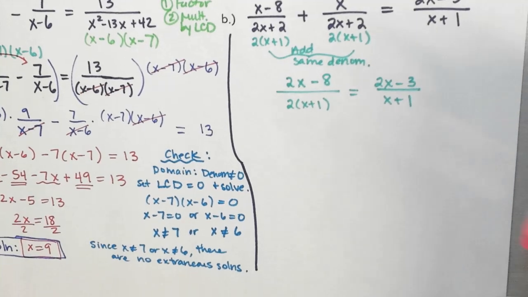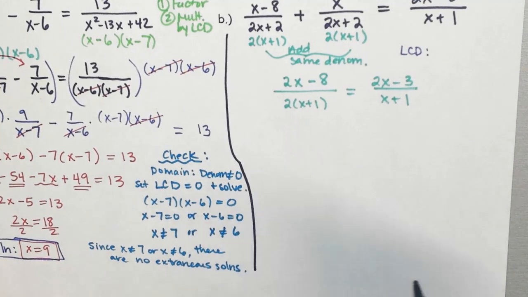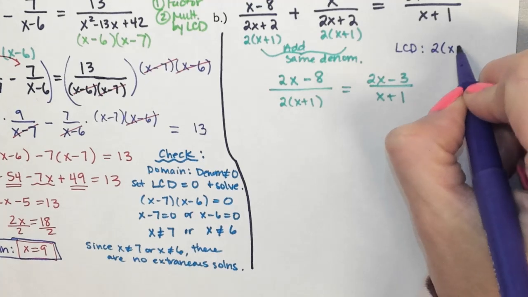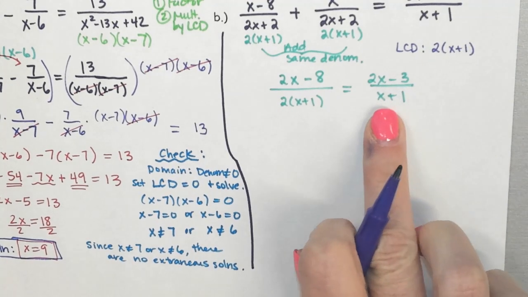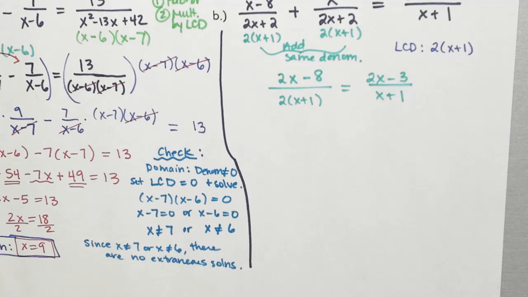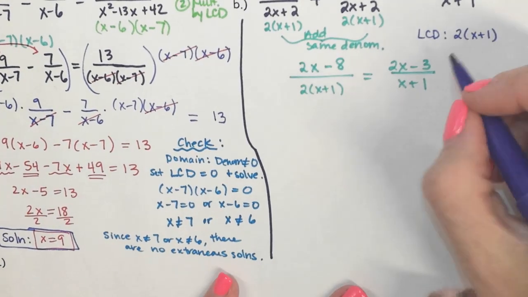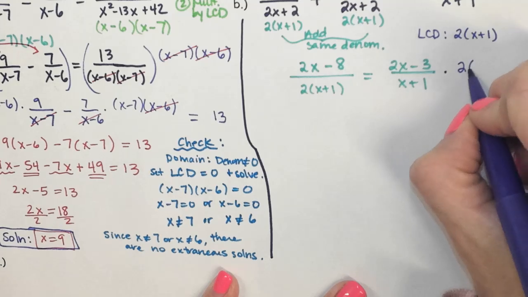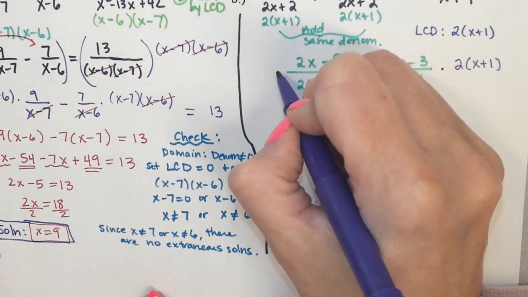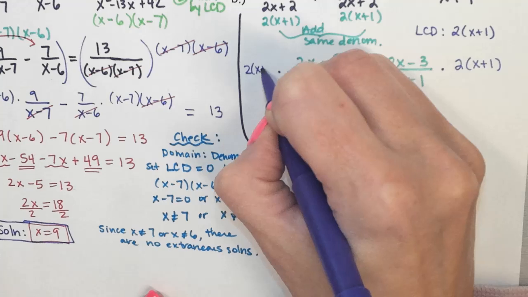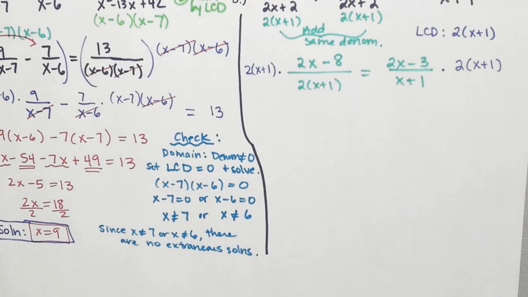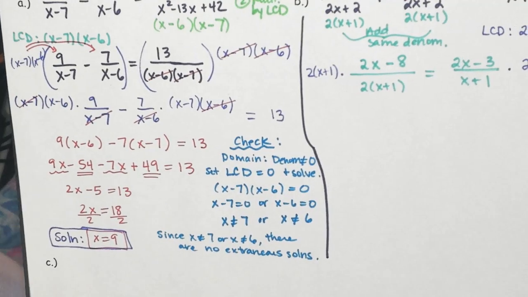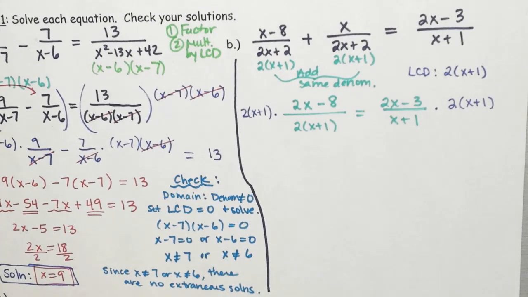So the LCD in this case, you just start here. This is the 2 times x plus 1. This already has the x plus 1 in it, so you're good. And we are going to multiply both sides by the LCD. So when you're showing that, you can just show that you're multiplying this side by 2 times x plus 1, and you're multiplying this side by 2 times x plus 1. And then go ahead and cancel out what you can.